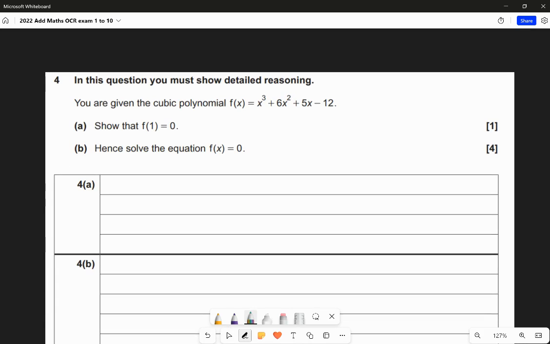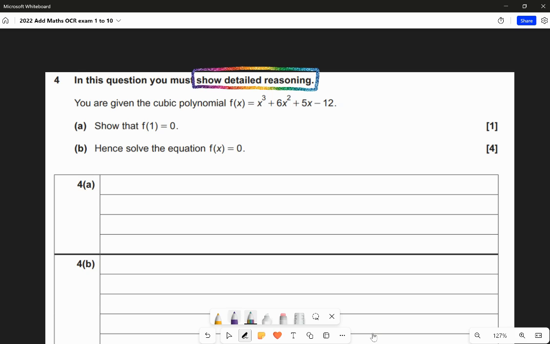Okay, I like it when it does this. In this question, you must show detailed reasoning. So you cannot get the marks just for a final answer. You have to show the steps and the mathematical argument that leads you up to that final answer. Especially in part B. In part A, there's 1 mark, so it's probably going to be one thing that they want to see. Part B, 4 marks. They want to see the detailed reasoning that leads you to the answer.